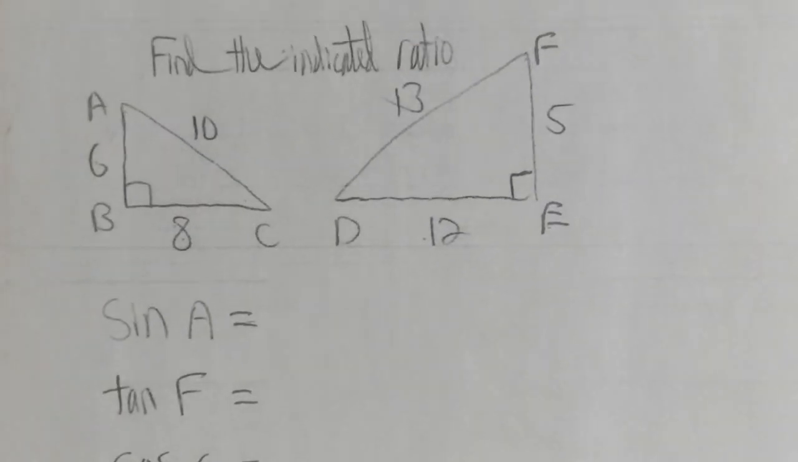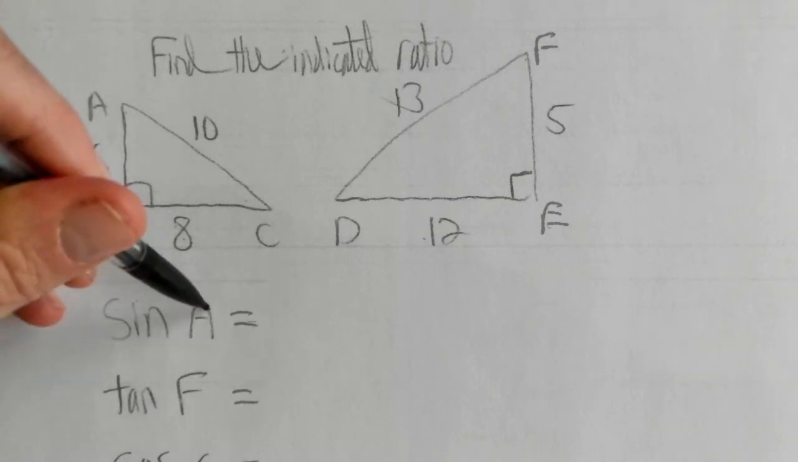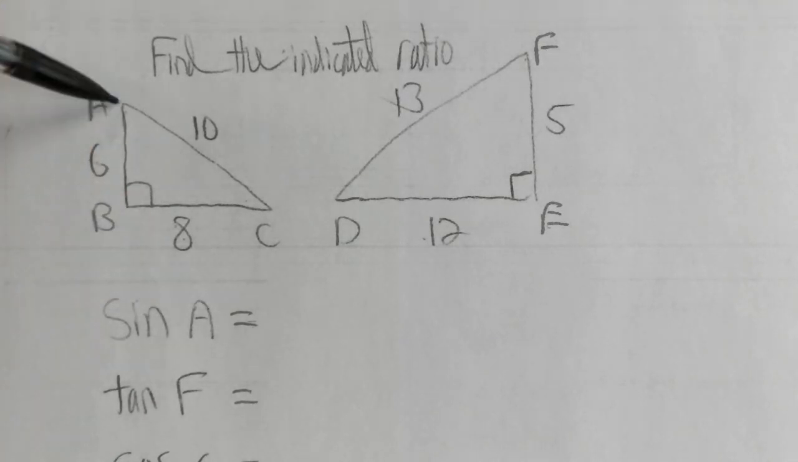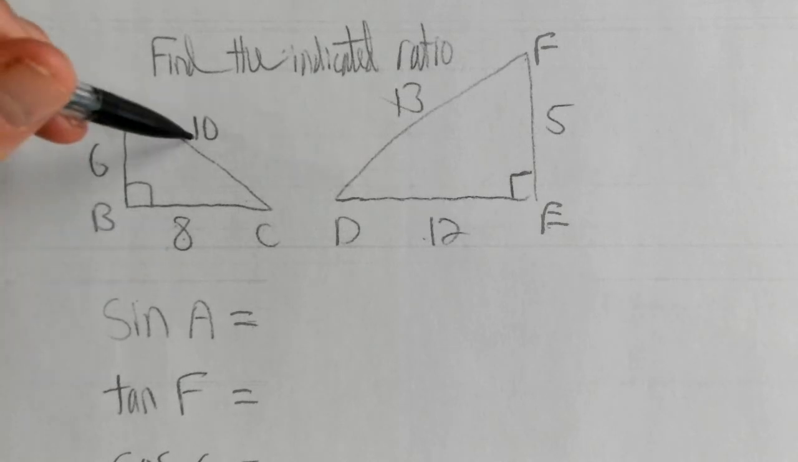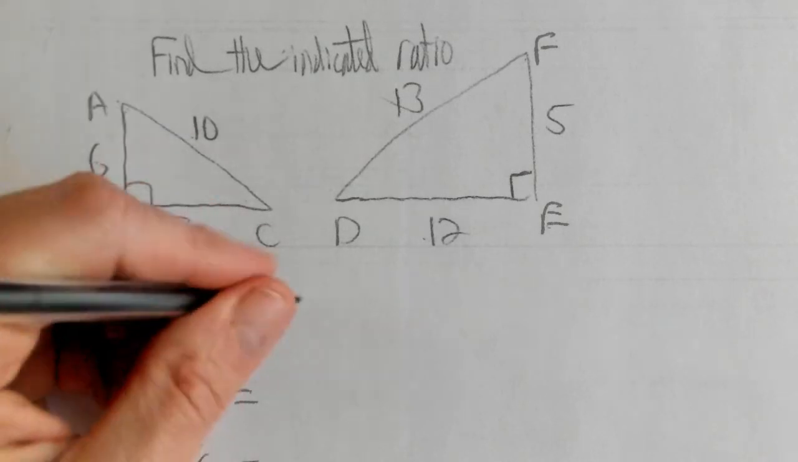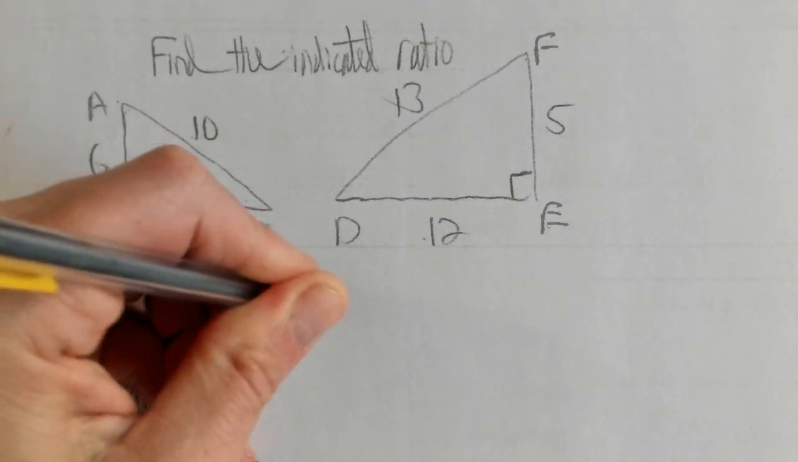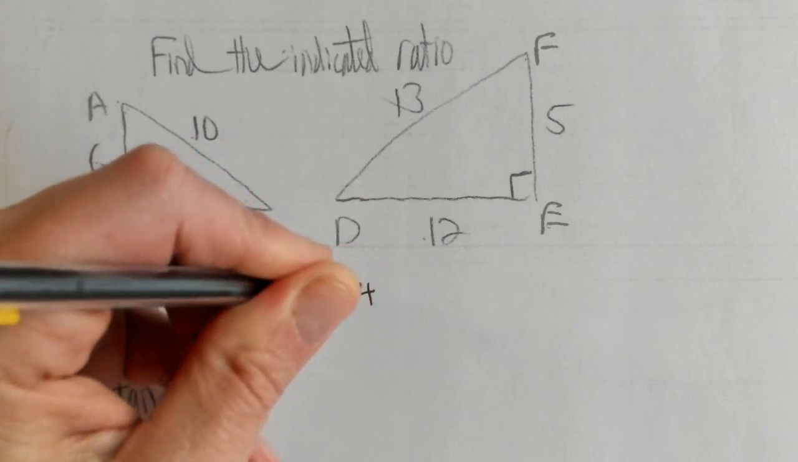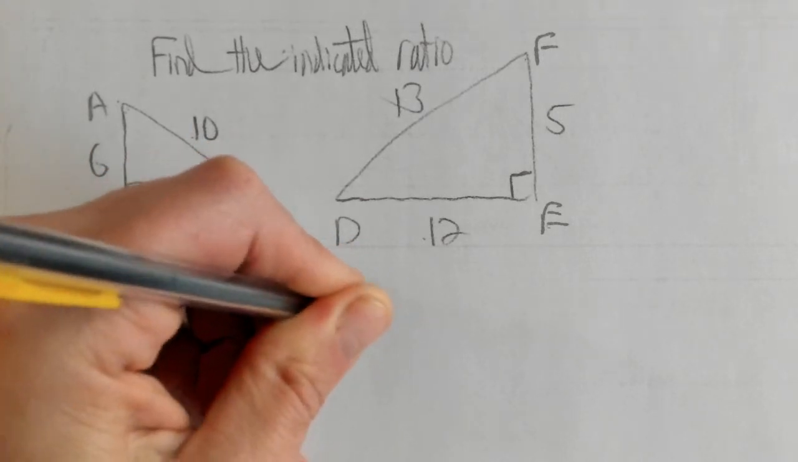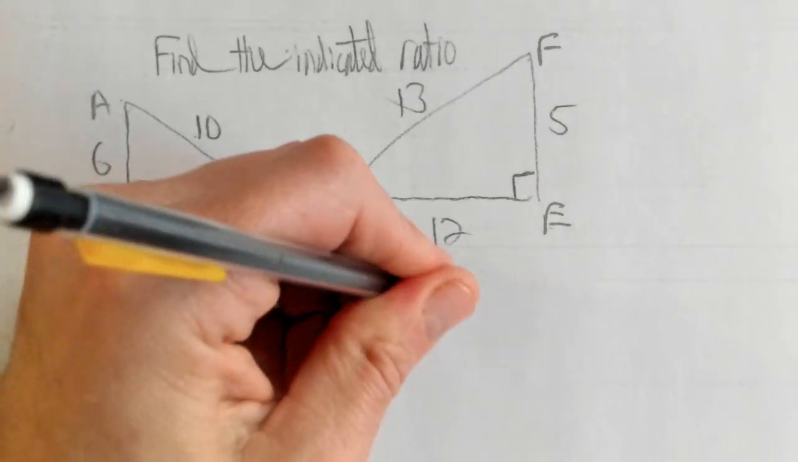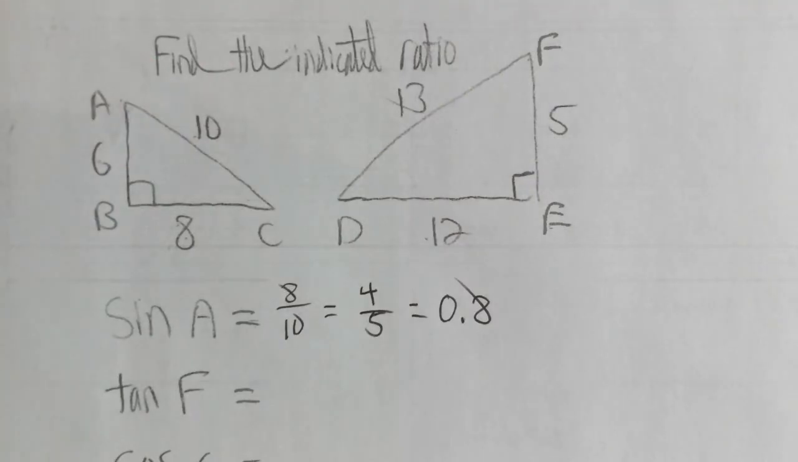All right, so a little more practice with it now. Here are the type of problems that you can expect to see. Asked to find the indicated ratio. So now I'm asked to find the sine of A. All right, here's angle A, and remember, what is sine? Sine is opposite over hypotenuse. The opposite across from A is 8, and then the hypotenuse is 10. We can write that as 4/5, or we can write it as 0.8. All right.